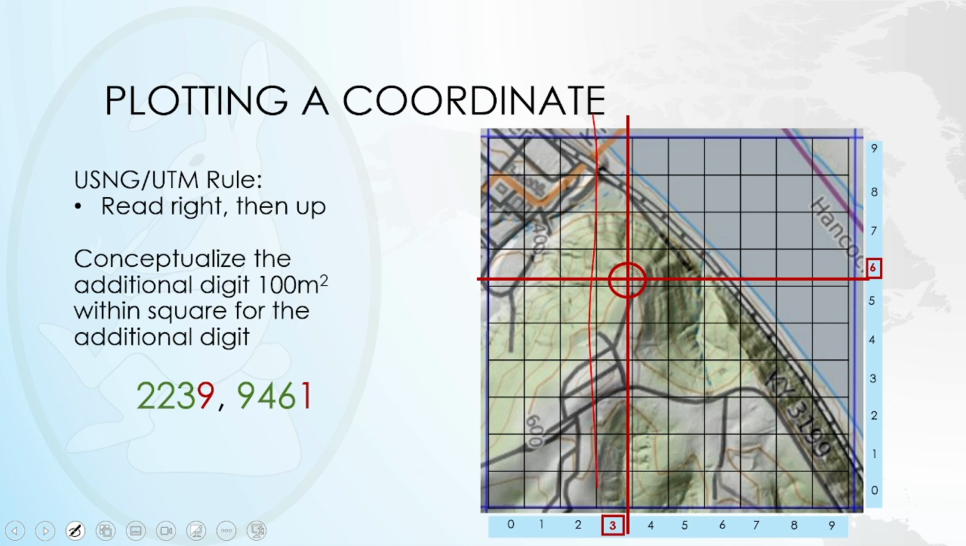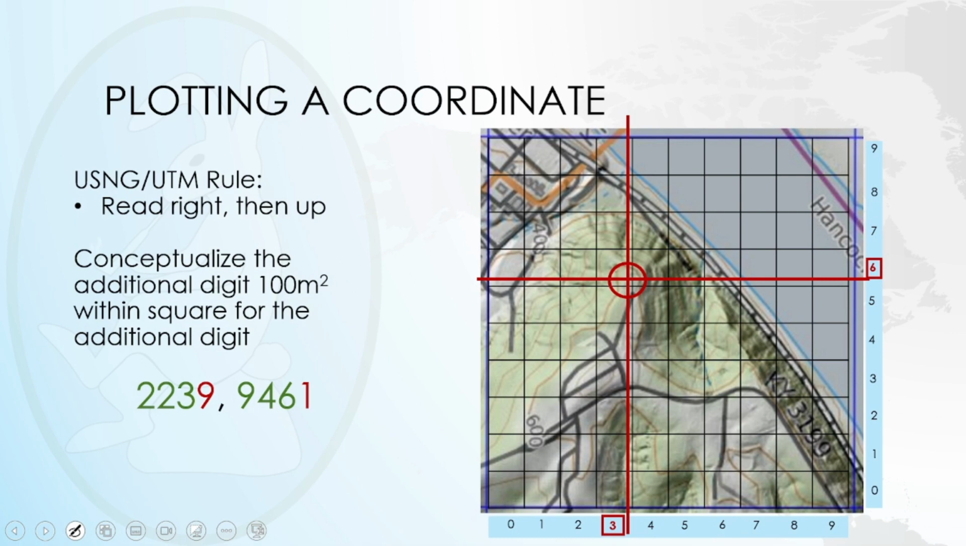in this column, and we're in this row, and by adding the 9 and the 1, we've dialed that into 10 square meters. We've gone from 100 square meters to 10 square meters, and that's pretty doggone accurate for land navigation. Okay?